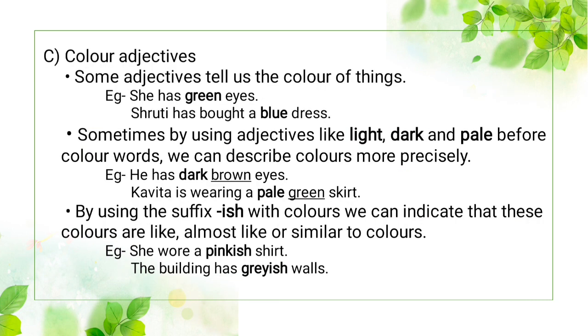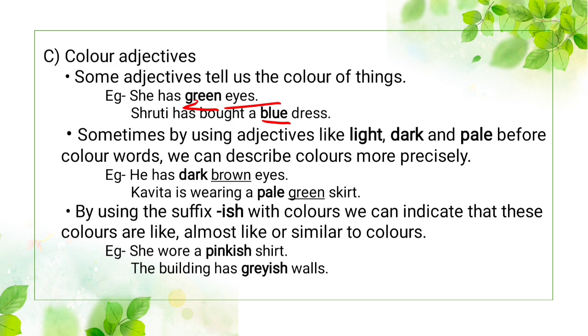Next type is color adjectives. Some adjectives tell us the color of things. Example is like, she has green eyes. Here we can see that green is telling the color of eyes. Next example is, Shruti has bought a blue dress. Here we can see that blue is describing or telling us the color of the dress, that it is blue.